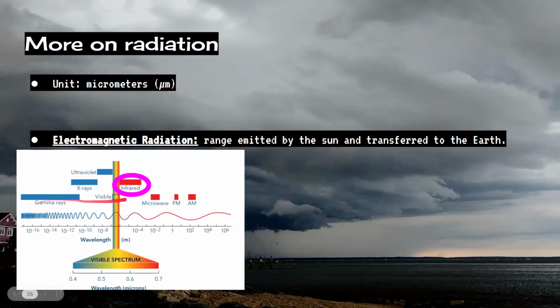You'll want to know the order of these, but these are not really that important for us in meteorology. So gamma rays, X-rays, they are really not relevant to us. UV, ultraviolet is not really specific to weather, but just in general, we know that it's damaging to humans, and this is why we get sunburn.